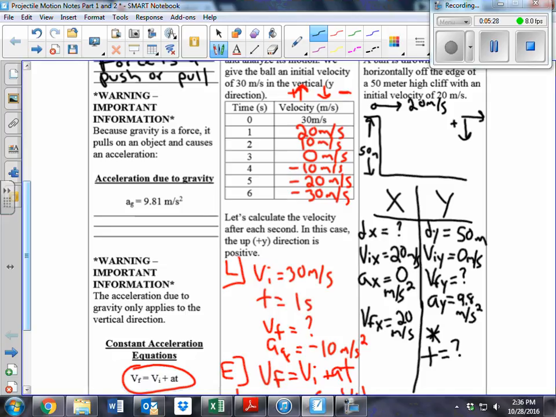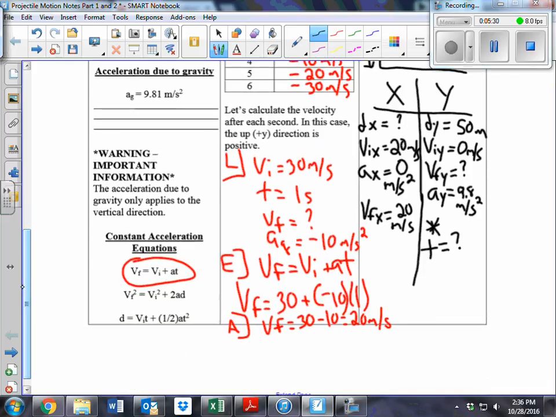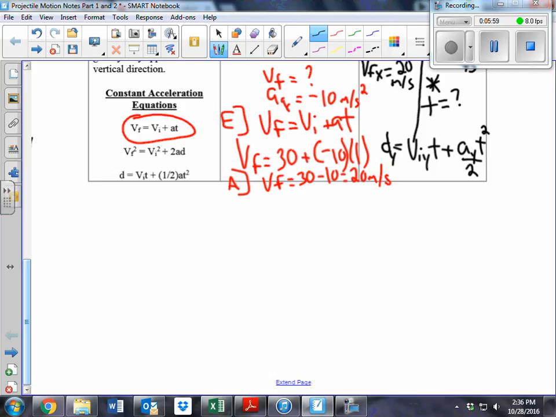So just like today, when I asked you to find the time it takes, we can only use the y variables. So we have VIY, dy, ay, and time. And so you look at the equation to say, okay, what is the only equation that uses those variables? And that's dy equals VIY times time plus ay t squared divided by 2. And when I do that, I can just now plug in.